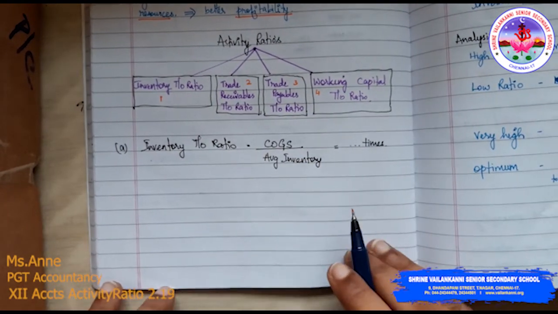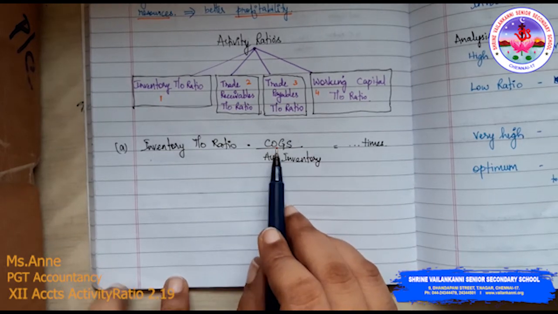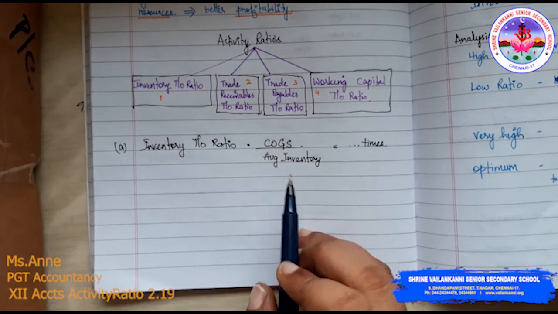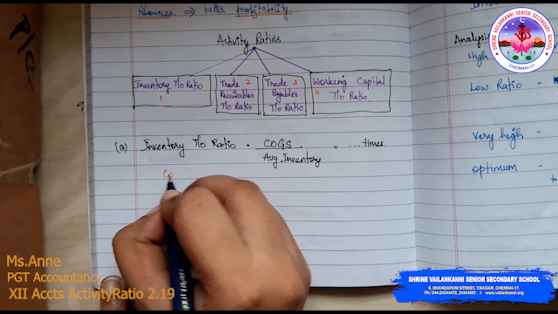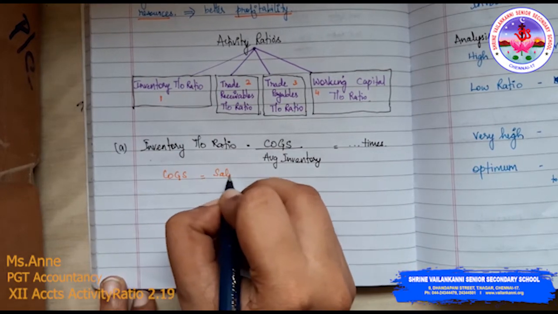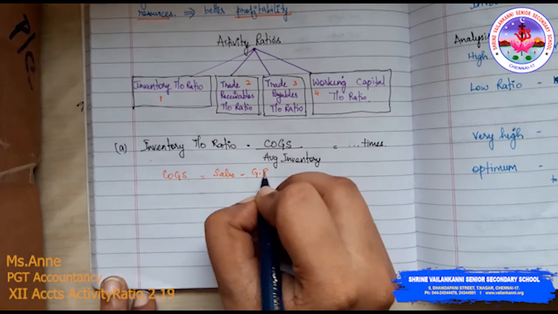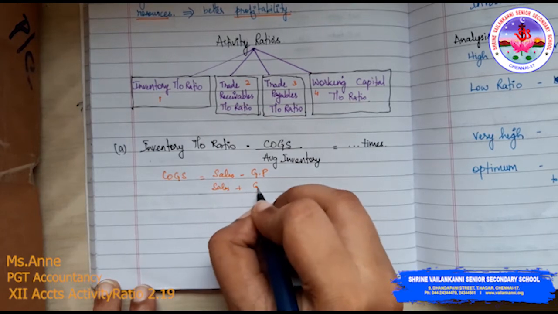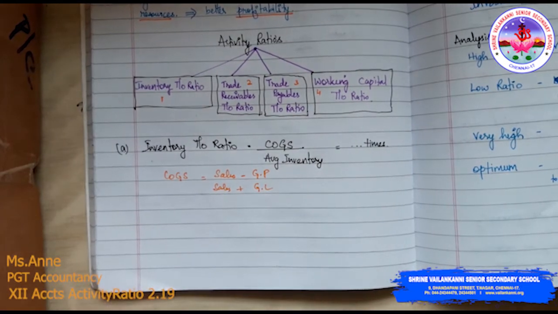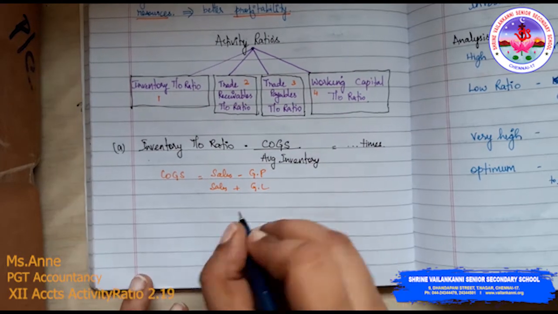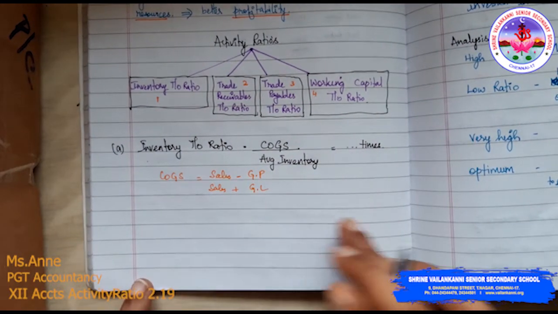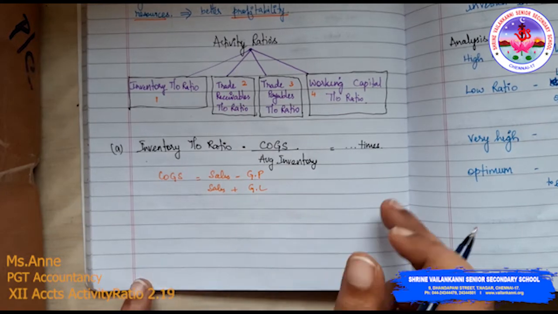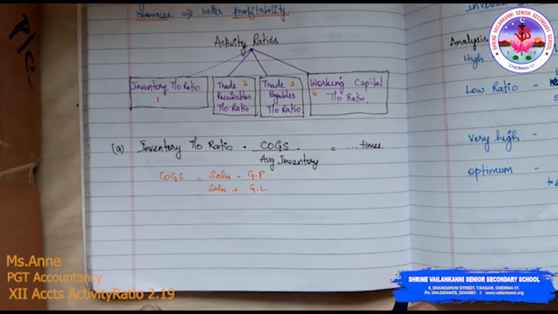So inventory turnover ratio is nothing but cost of goods sold divided by average inventory. Now, what is cost of goods sold? We know that sales minus gross profit will give you cost of goods sold, or sales plus gross loss will also give you cost of goods sold. There are other ways to represent cost of goods sold which we have studied in our previous operating ratios. I'm sure that you are able to remember the other ways of calculating cost of goods sold.